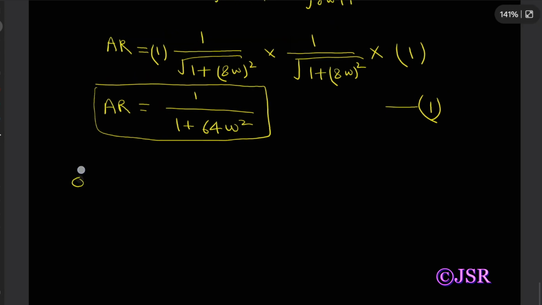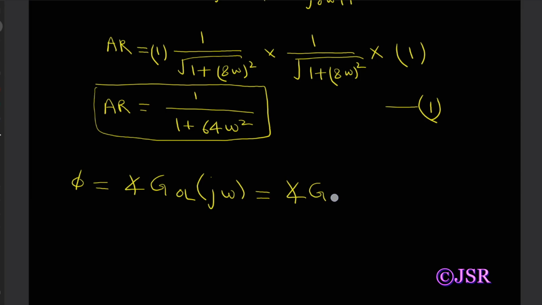So the phase shift phi can be written as the argument of the open loop transfer function GOL j omega, and that will be equal to the argument of GF plus the argument of G1 plus the argument of G2 plus the argument of H. So finally phi will be equal to the argument of GF, and the final element is 1, we have assumed.